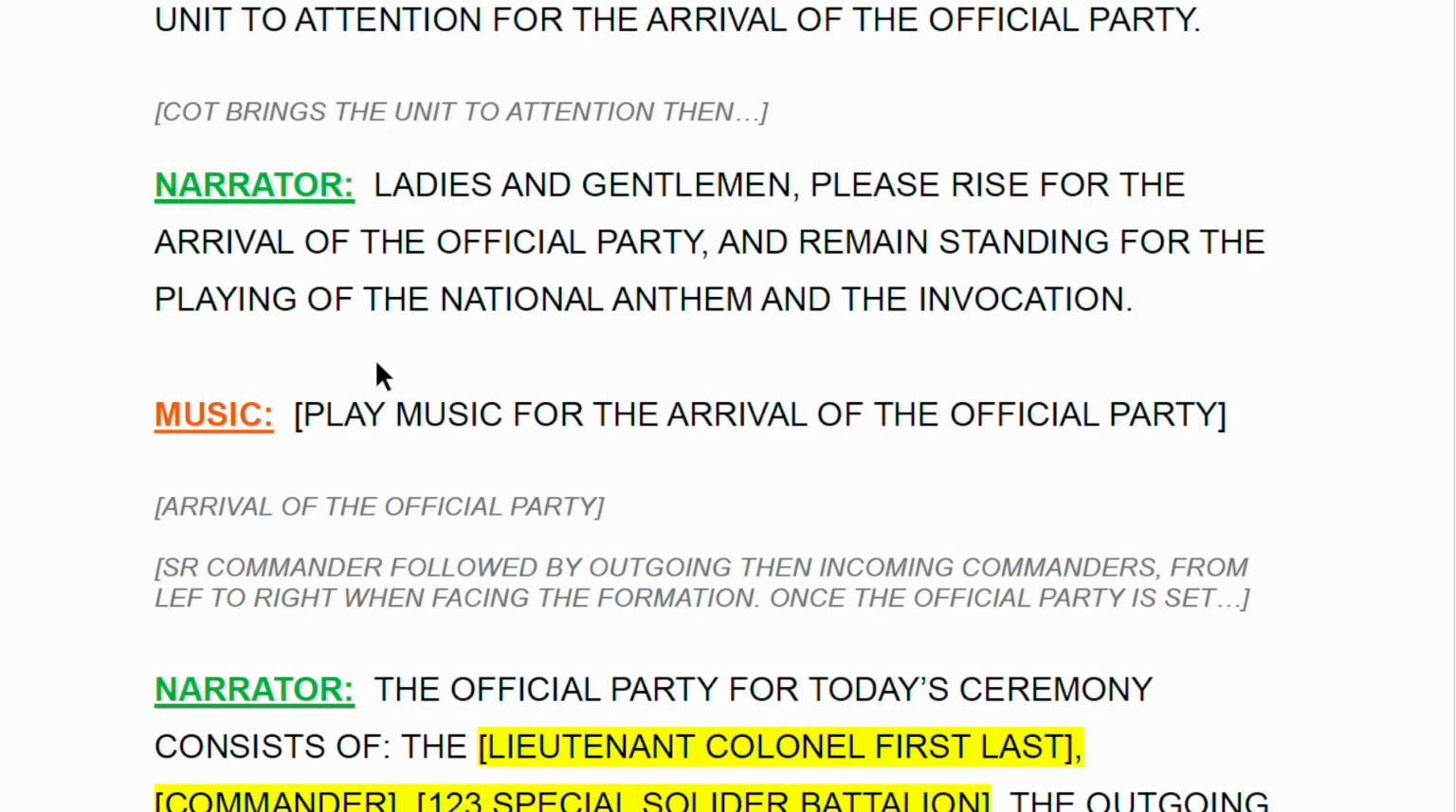Ladies and gentlemen, please rise for the arrival of the official party and remain standing for the playing of the national anthem and the invocation.